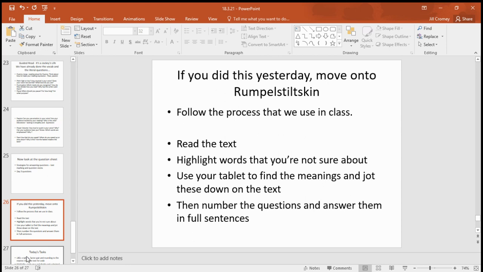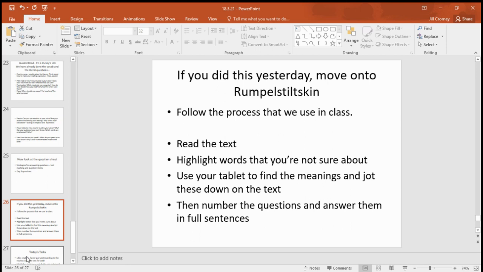The first thing that you do is read the text. As you're reading the text, you will need to underline the words or highlight them that you're not sure about. Now, normally we would discuss those in class, wouldn't we, about the context. Now, we started last week using the tablets to find the meanings and jot down the meanings there. So what you'll need to do today is use your tablet or your PC, whatever it is you've got to use, to enter some of those words and find out what they mean. And then you can annotate your text to help your understanding.